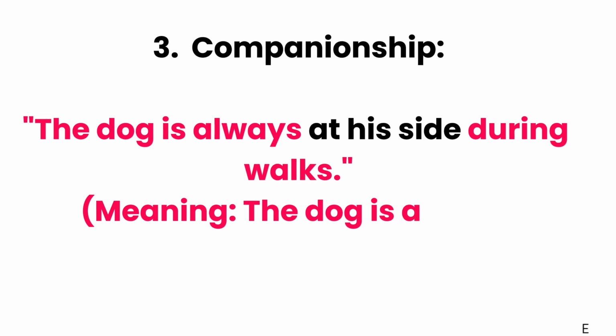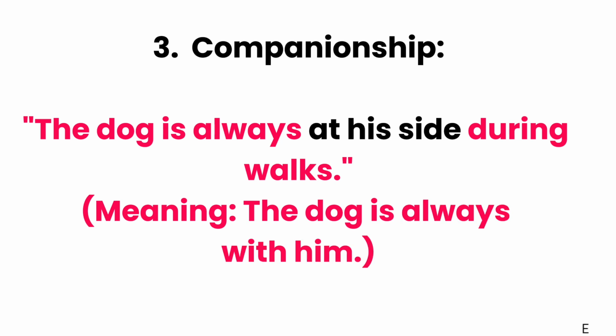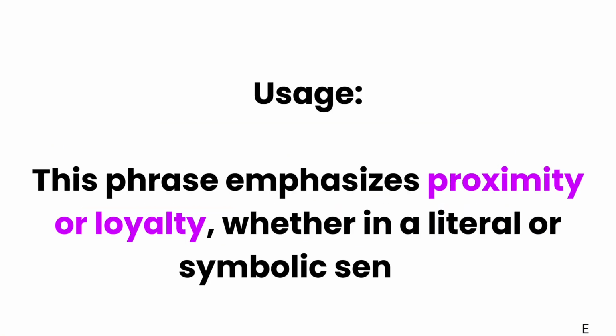3. Companionship. The dog is always at his side during walks. Meaning, the dog is always with him. Usage. This phrase emphasizes proximity or loyalty, whether in a literal or symbolic sense.